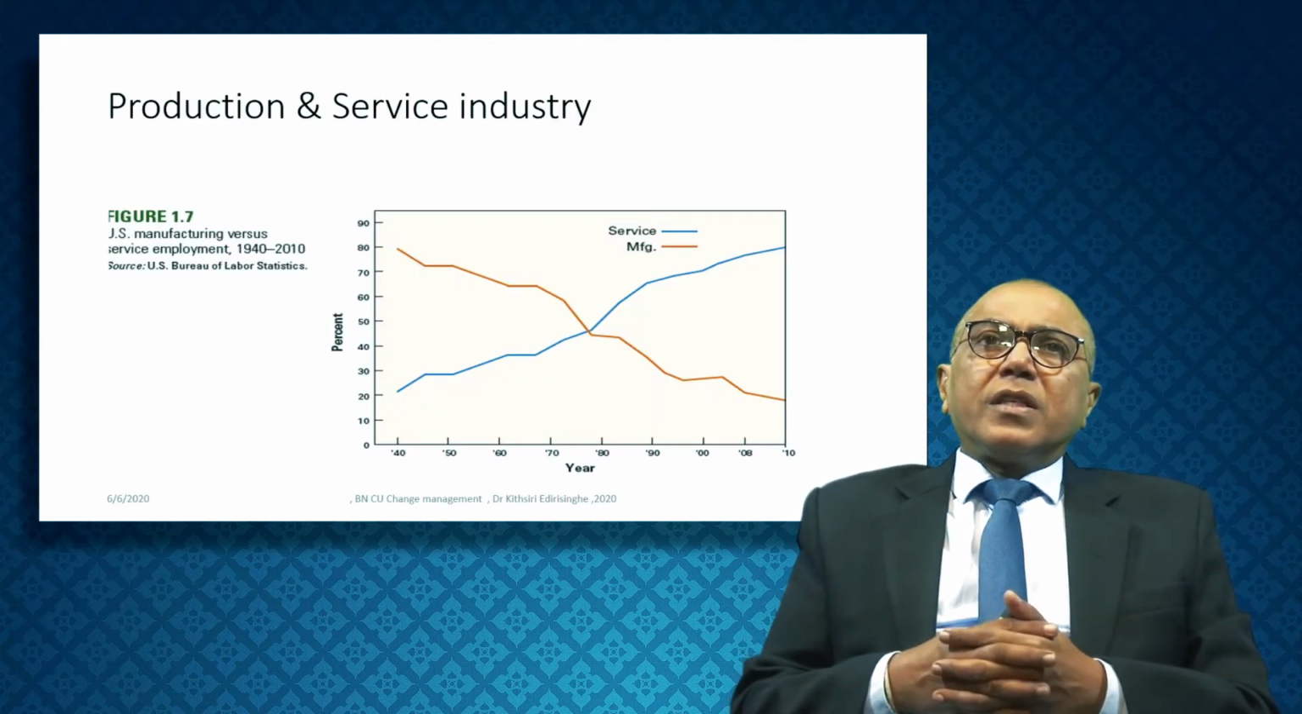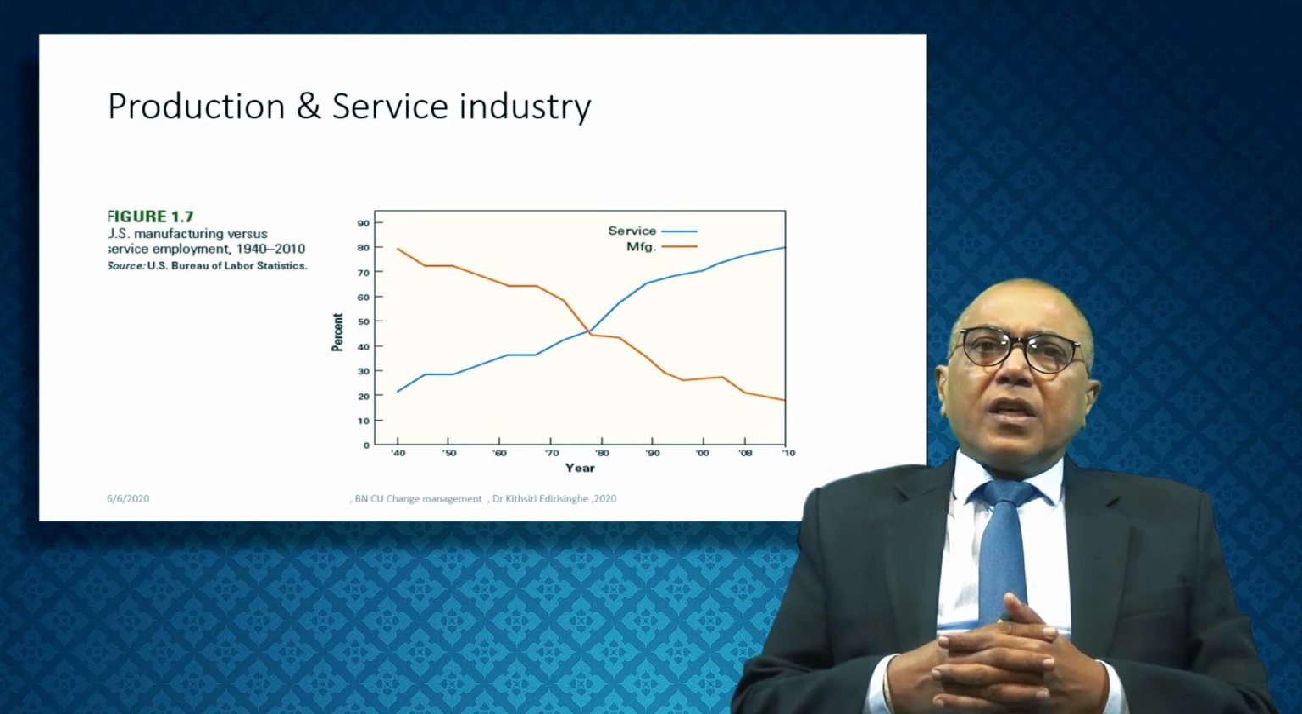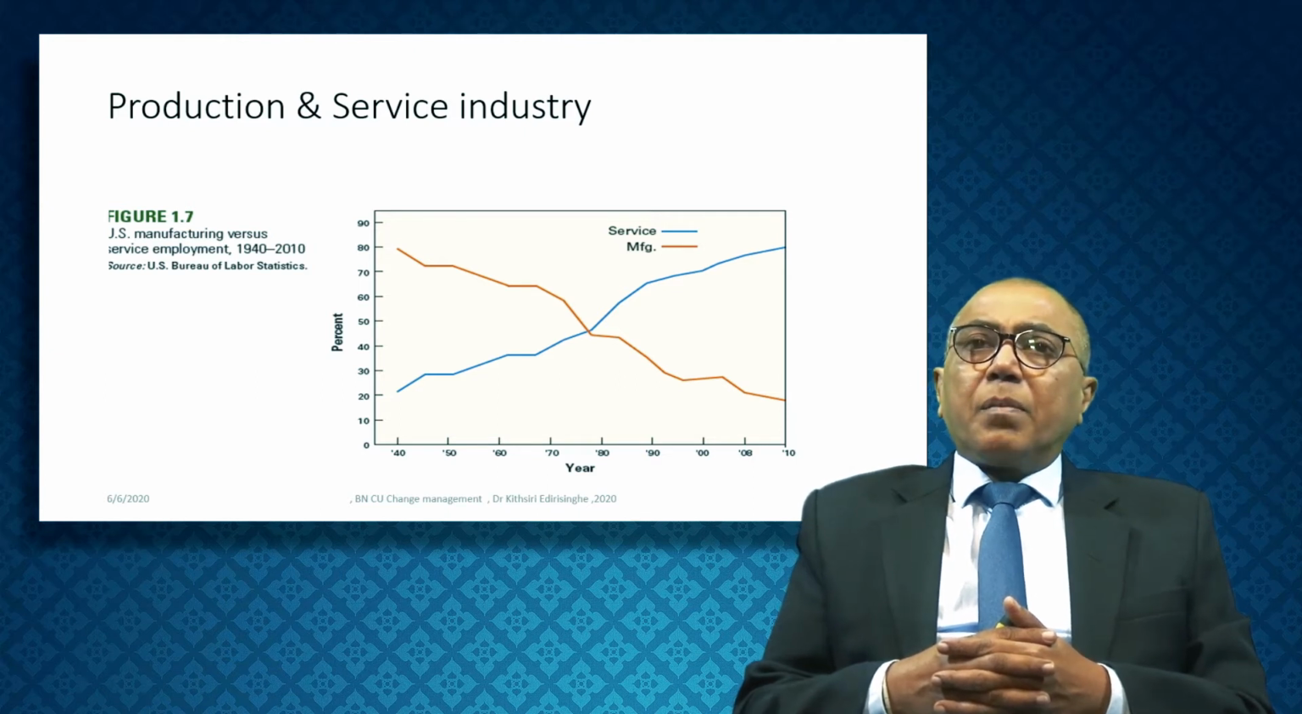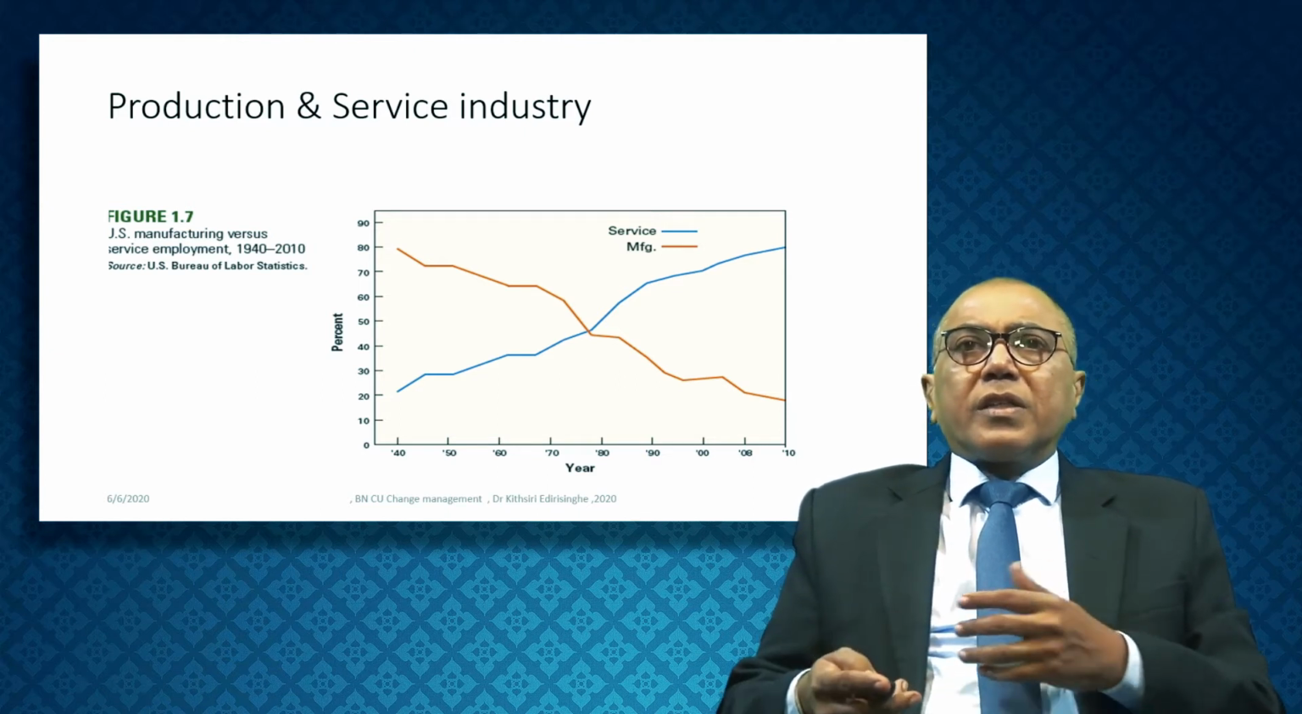If you look at the goods and service industries, from the 1940s to 2000, you would see that more and more services are going up, and goods production is going down.